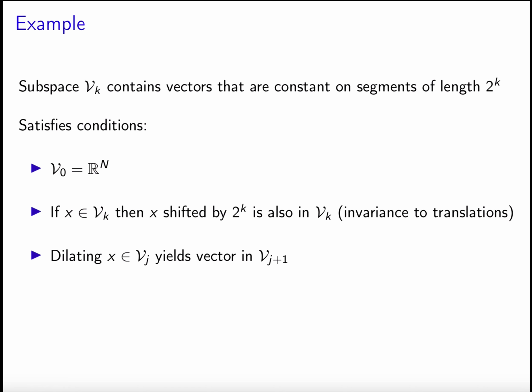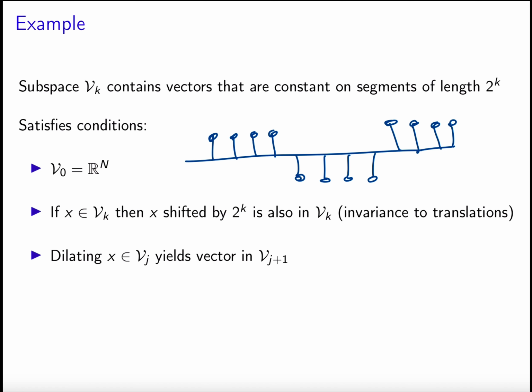a vector that is constant in intervals of length 4. Now, if we shift this vector by 4, okay, so like 2 to the k, so Vk contains vectors that are constant on segments of length 4. Now we shift it by 4. We shift this by 4.